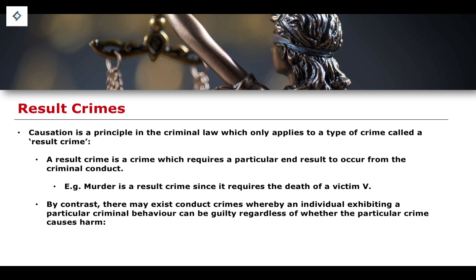And at the end of the day, there may exist other kinds of crimes, for example, conduct crimes. A conduct crime is one whereby an individual exhibiting a particular criminal behavior may be guilty of an offence regardless of whether or not that conduct results in some kind of end state. So driving a vehicle without insurance, or driving a vehicle dangerously, are both conduct crimes. These are crimes where you don't need there to have been a result that causes criminal liability. Driving a vehicle dangerously doesn't necessarily have to result in an accident or someone getting run over or some kind of damage. It could just be driving dangerously, at which point you have already satisfied the liability within criminal law.